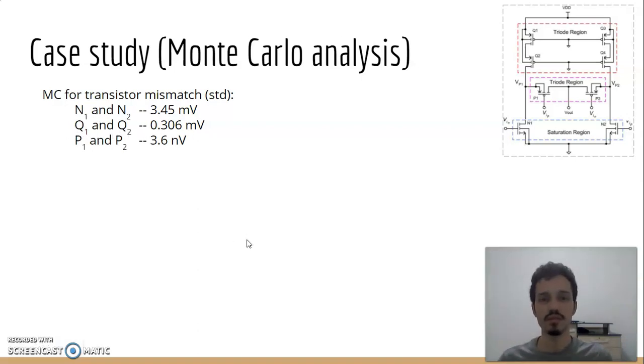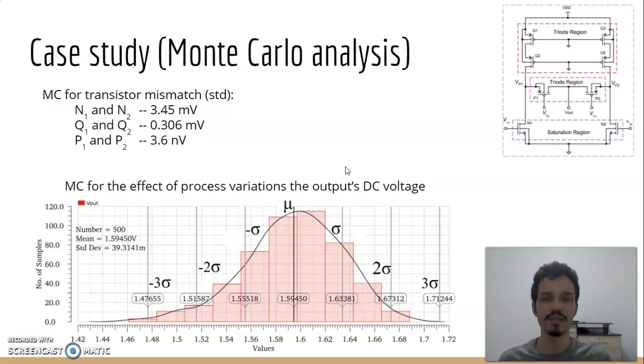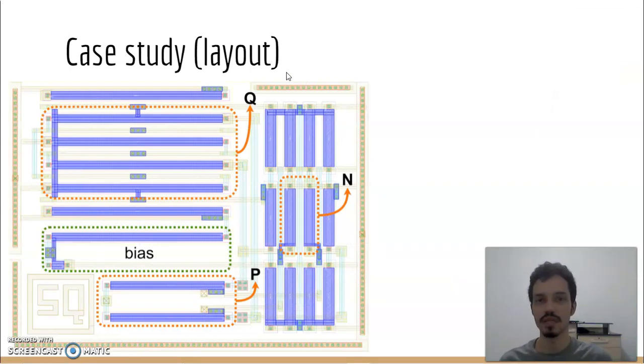When we run Monte Carlo simulations for process variations, we can see its effect over the output DC voltage. Here, we can see that for an interval of 2 sigma, we have a variation of approximately 5% with respect to the mean. Here, we can see how the circuit was laid out. We only highlight the active devices and all others are dummies. Given the severity of mismatch in NMOS devices, we surround them with 8 dummy devices, and we also put the bias circuit in the same layout so it suffers the same process variations as the main circuit.